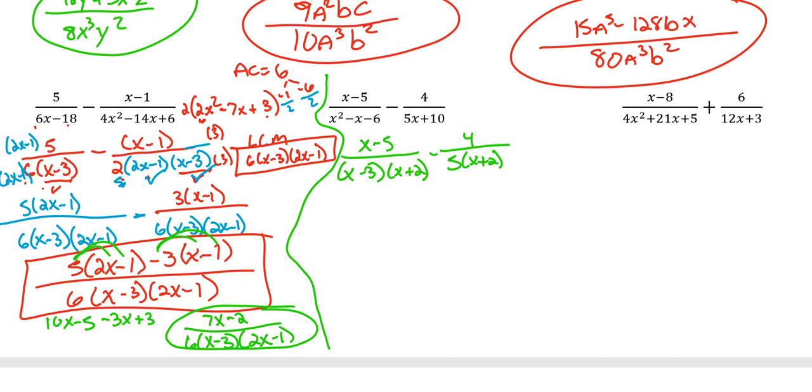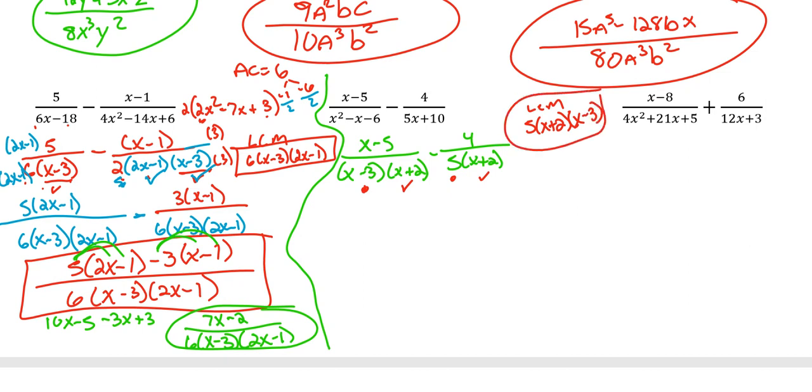Now let's get to our LCM, find our common multiple. Both denominators already have the x plus 2, check. This one has a 5, this one does not. So our LCM is going to include a 5. It's going to include the x plus 2, because there's no way to get rid of that 5. And it's also got to include this here, our x minus 3.